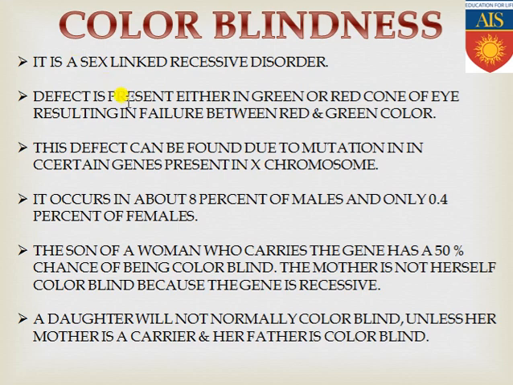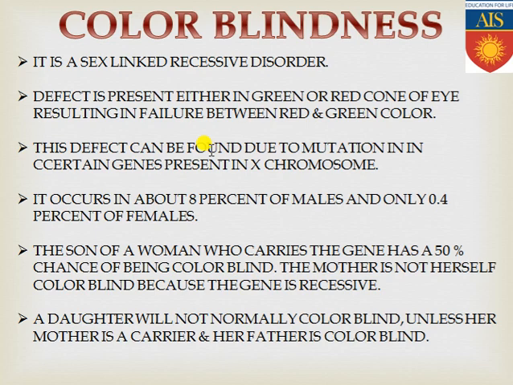Keep it in your mind, it is a sex linked recessive disorder. Always it is a recessive disorder, and that is carried by the X chromosome. The defect is present either in the green or red cone cell. Okay, so these specific people who are color blind actually can't distinguish properly between the red and green color. Those having the problem in the red cone cells are called protanopia, and those having the problem in the green cone cells are considered deuteranopia. So protanopia and deuteranopia, these are the problems.